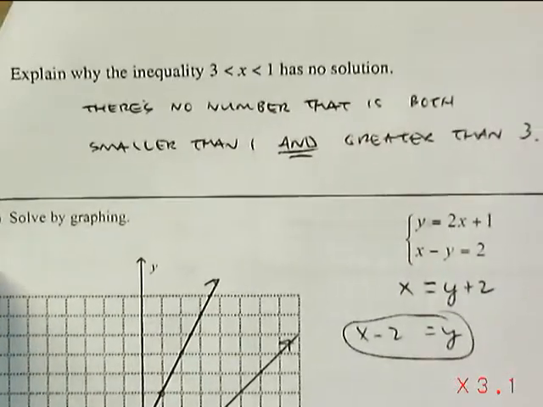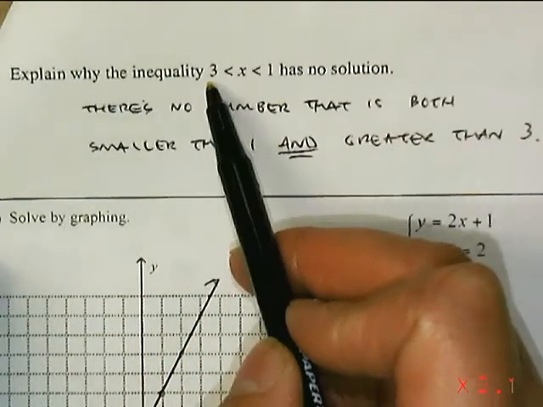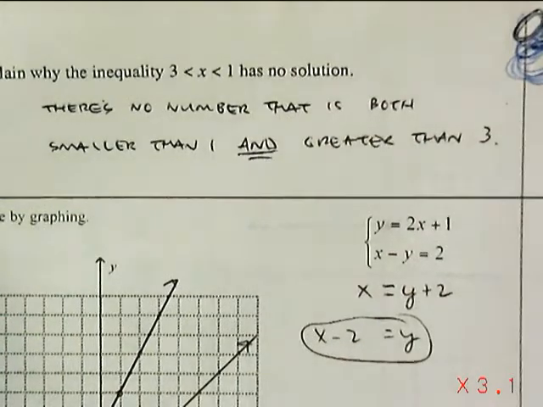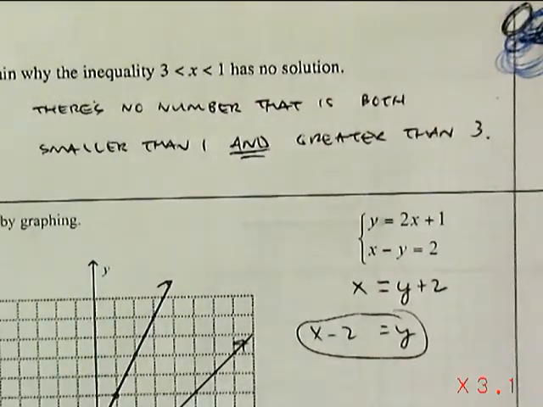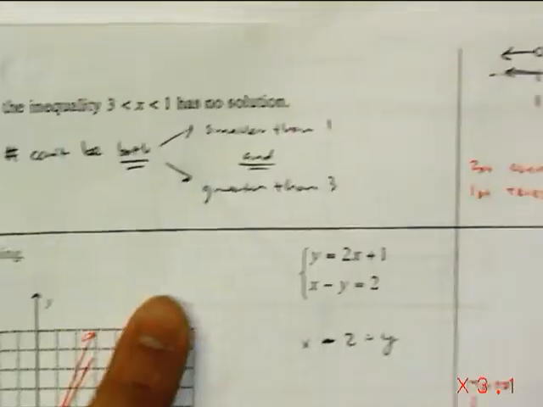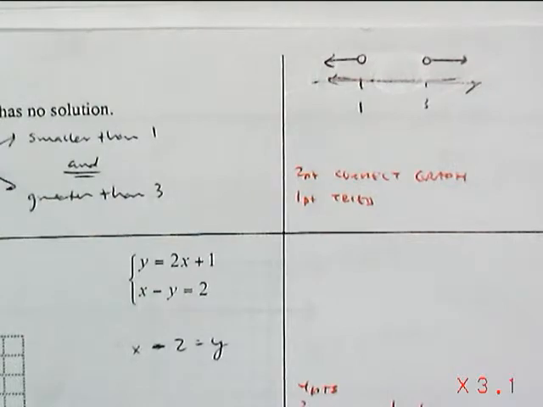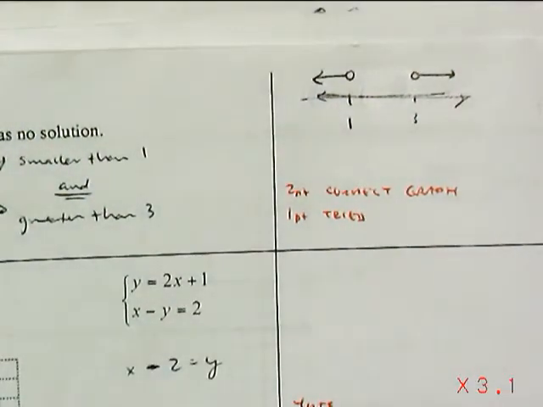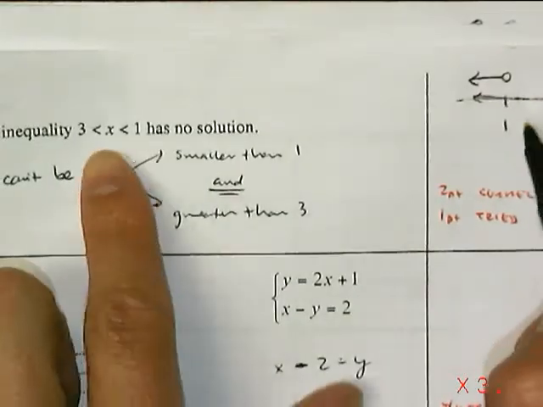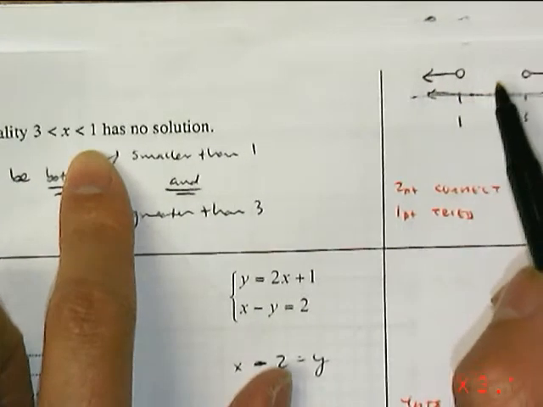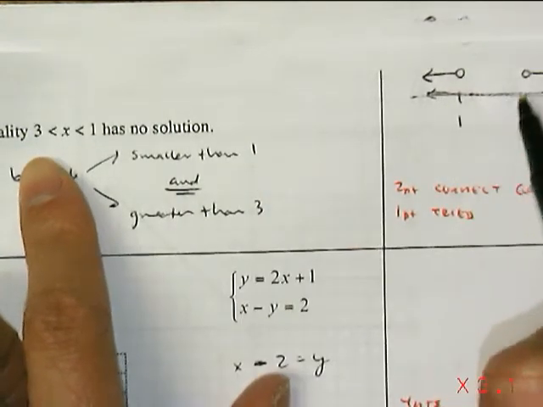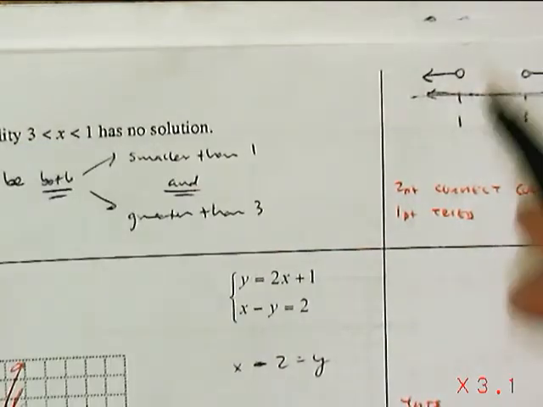Question number 16. Explain why the inequality 3 < x < 1 has no solution. If you graphed this, I gave you 2 points for the correct graph and 1 point if you just tried the problem. You might be thinking, what does a graph have to do with this? Well, remember, this is an "and" compound inequality, and this picture shows "or," so it doesn't make sense, right? So that's the reason why I didn't give you full credit.